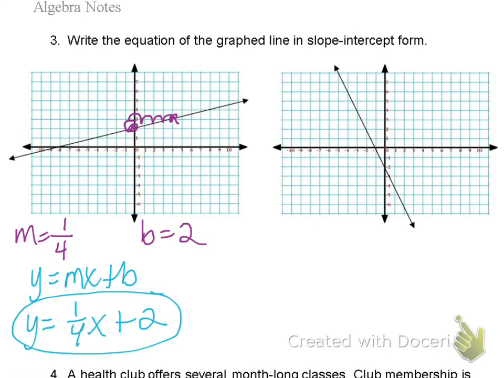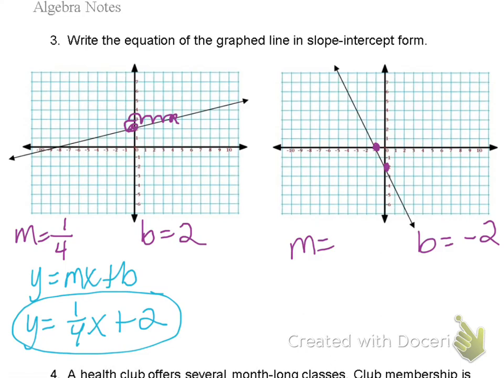Okay, and then our other graph here, where it crosses the y-axis is right here at -2. So b equals -2 this time. And the slope, rise over run, we need to find another point. So another point is right here at 0, -1. Or I'm sorry, -1, 0. I had that mixed up.